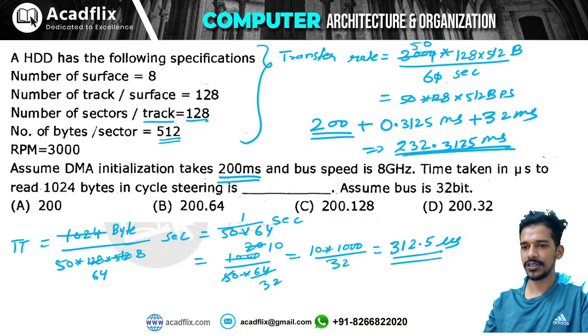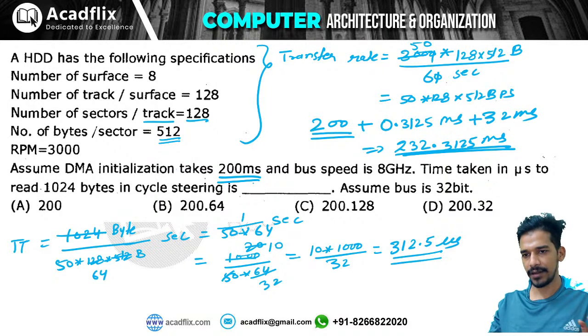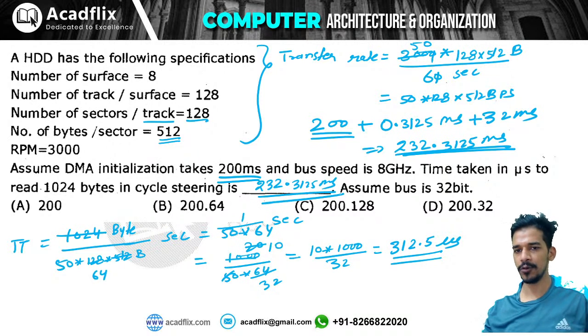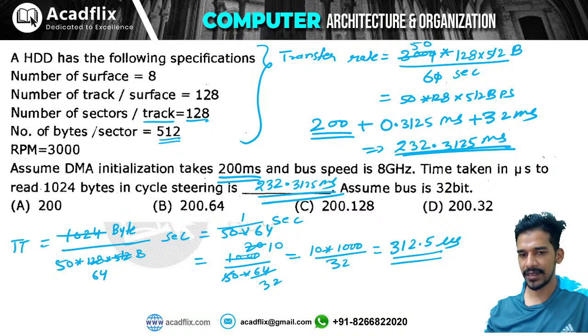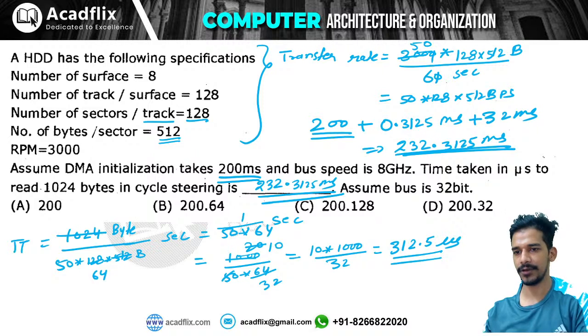In this question this time is not added, so none of the options are matching, but the real answer will be 232.3125 milliseconds. You simply should know the concept. Maybe none of your options are matching, but if you know the concept, then the answer is right. It will take about 232 milliseconds to transfer this data.